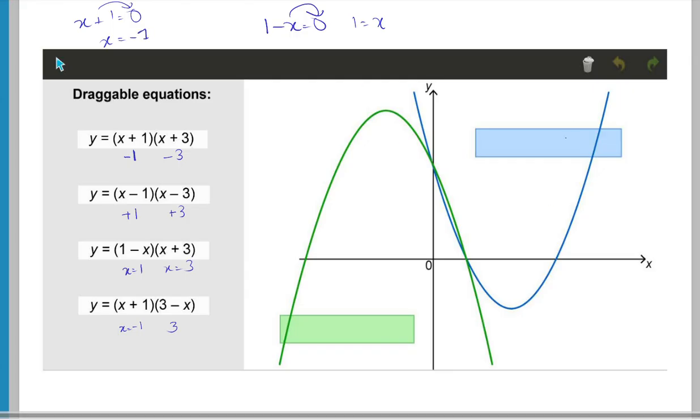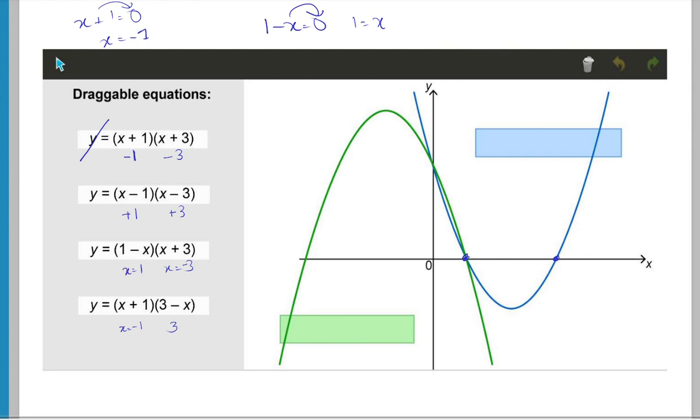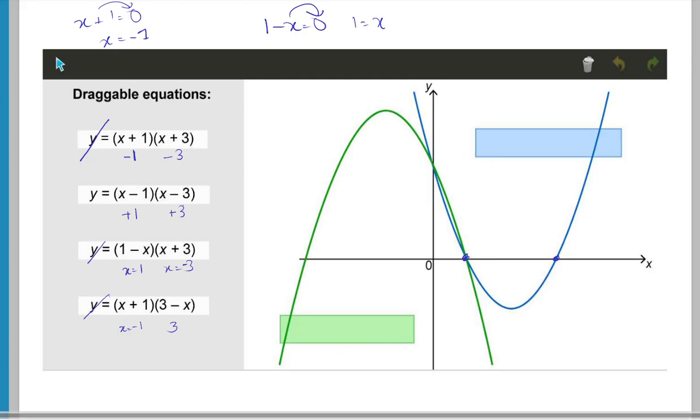Okay. Now focus on the blue parabola. The blue parabola has both positive values. So we can eliminate this option, as this has 1 minus 1 and minus 3. This one has 1 and 3. Sorry, this is x equals negative 3. Okay, x plus 3 equals 0, x equals negative 3. So this one will be eliminated and this one will be eliminated. So you are left with this option, y equals x minus 1 into x minus 3.